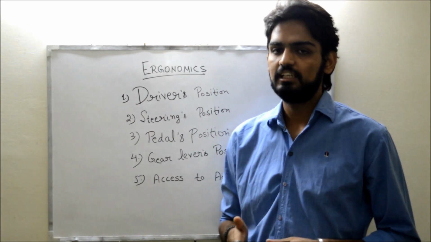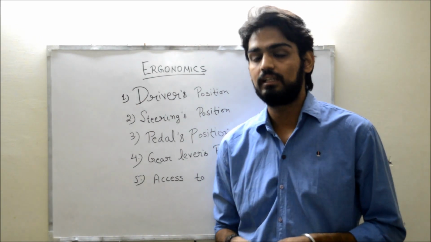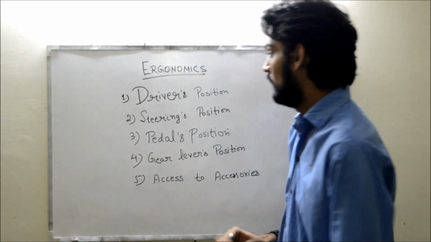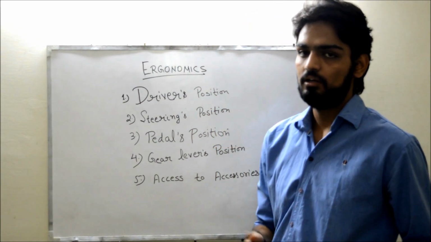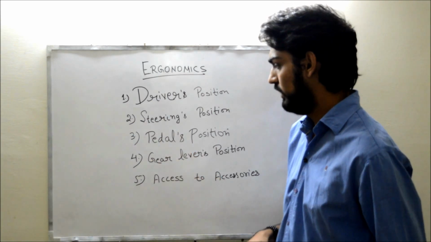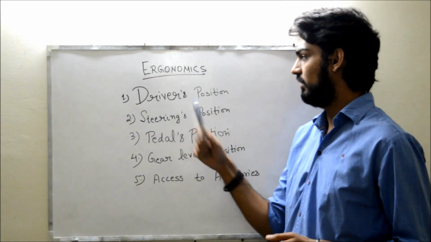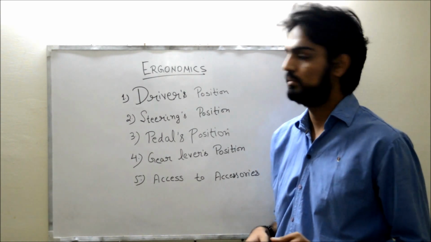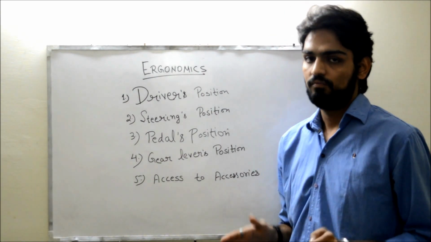Ergonomics is the science that deals with managing and arranging things for the person so that he can use them safely and easily. Now on the basis of designing a car, we'll discuss only these 5 points. The first one is the driver's position. Now the driver's position should be as comfortable as possible so that he can drive the car comfortably.